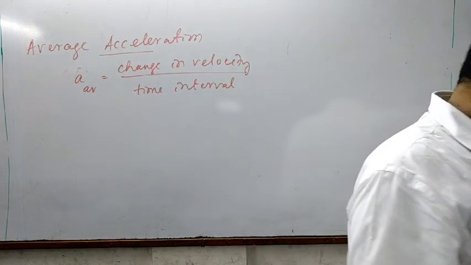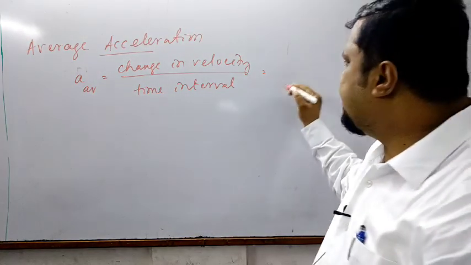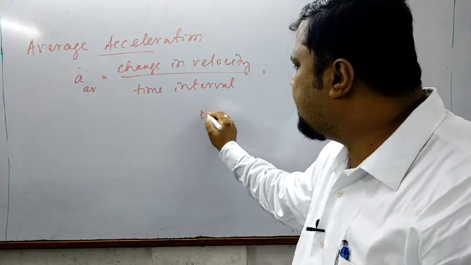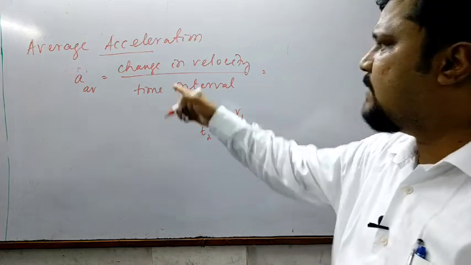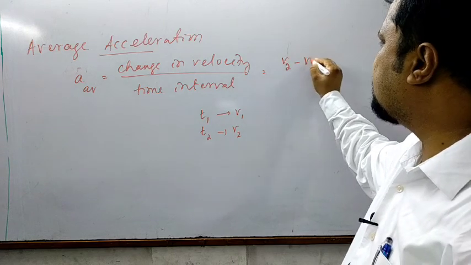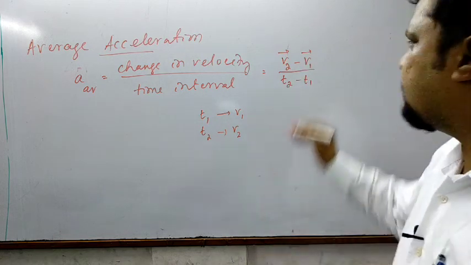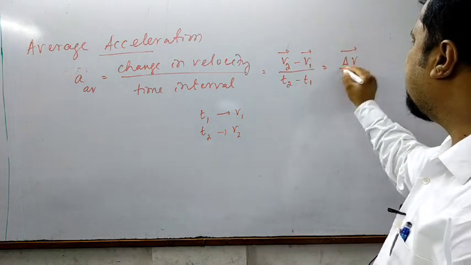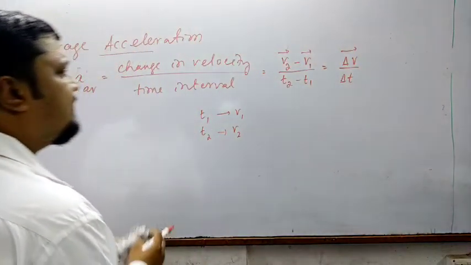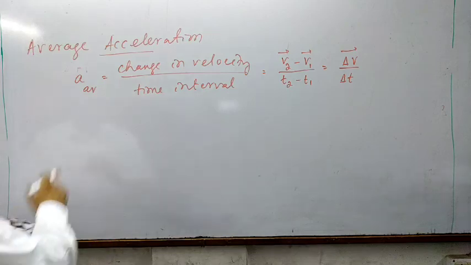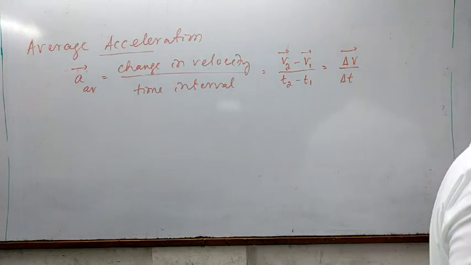Suppose the body has different velocities at times t1 and t2. At t1 the velocity is v1, at t2 its velocity is v2. Then the average acceleration is (v2 minus v1) by (t2 minus t1), which equals delta v by delta t. So the change in velocity delta v occurs in a time interval delta t. This is called your average acceleration.